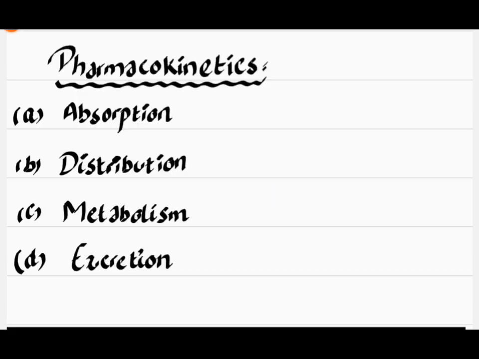Now let's discuss the pharmacokinetics of ibuprofen. Pharmacokinetics is the study of what happens when the drug enters the body. We can define the pharmacokinetics under these four categories: absorption, distribution, metabolism, and excretion.